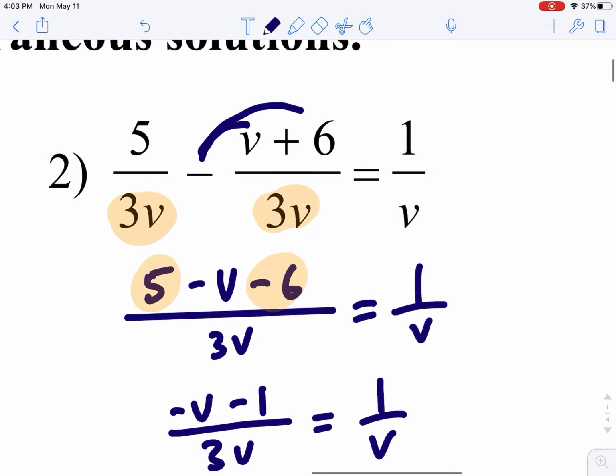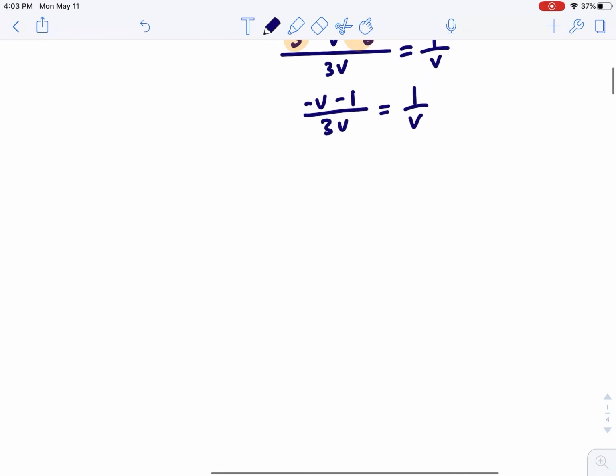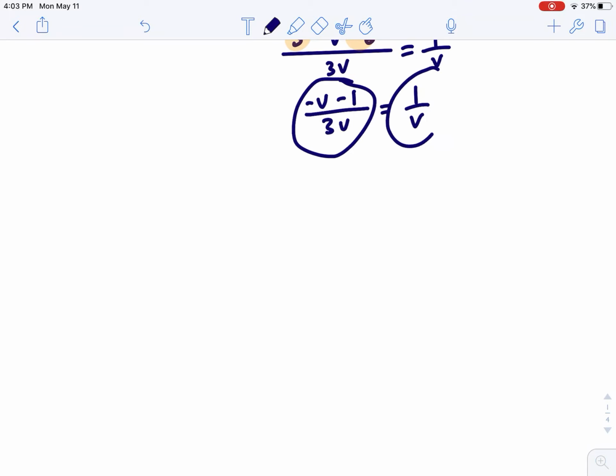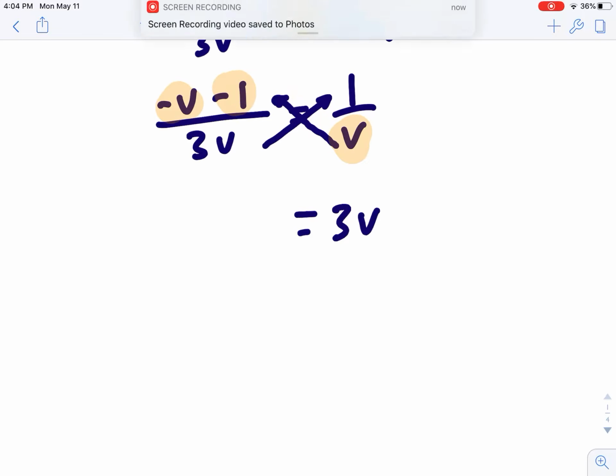over v. So we started out with two fractions, not a scenario where we can cross multiply. But when you combine them, now you have one fraction equals one fraction. Now we can cross multiply. So what we learned yesterday still applies. All right, so let's work this out from here. I'm going to bring down the equal sign. When I cross multiply this way, 3v times 1 is 3v. When I cross multiply this way, something different happens because I have one term multiplied by two terms.